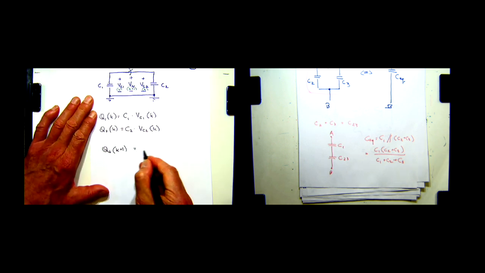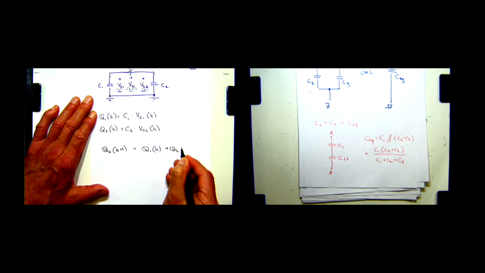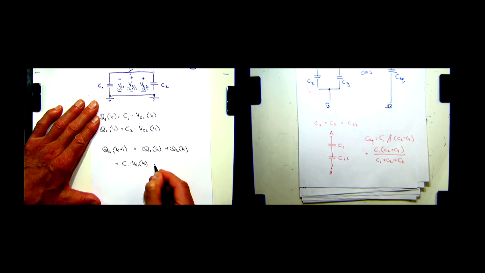What's the charge on both capacitors, Q total of time K plus 1? Why time K plus 1? Because now I've closed the switch, okay? Well, that charge is going to be equal to Q1 of K plus Q2 of K. So that's going to be equal to C1 times VC1 of K plus C2 times VC2 of K. Okay?